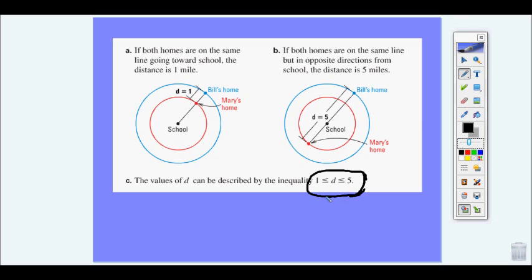inequalities. So if they were in a perfect line, those would be the two choices, and they could be anywhere in between there. So we have figured out the minimum and the maximum for that inequality statement. And that concludes 6.3.